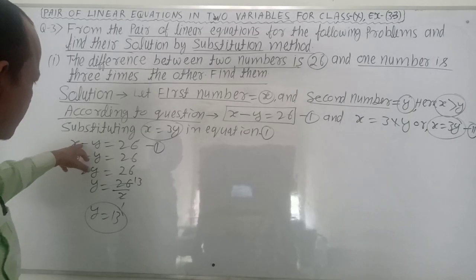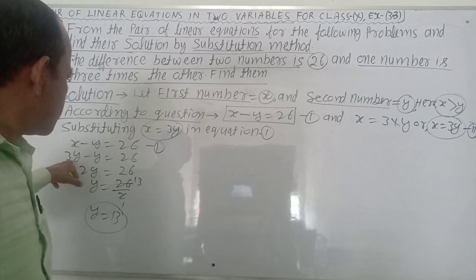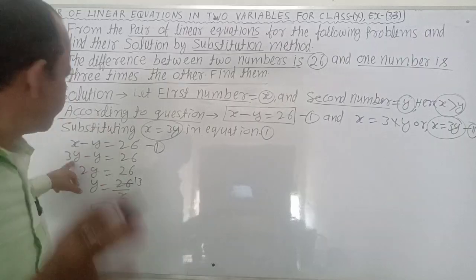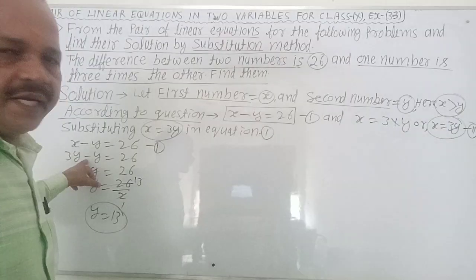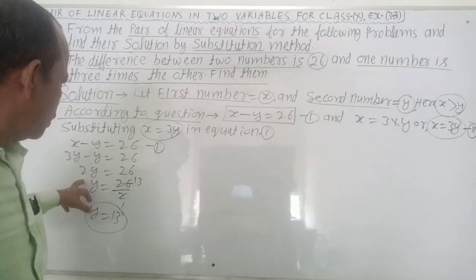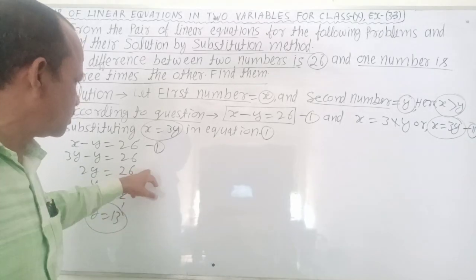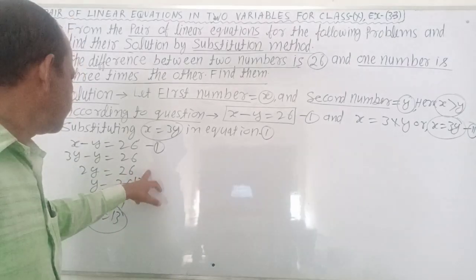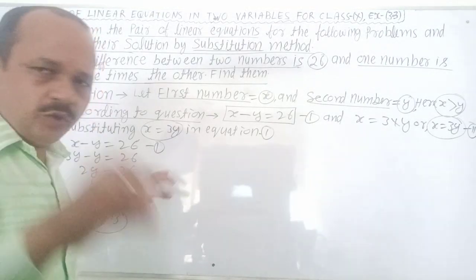Here you put the value of x as 3y. 3y minus y equal to 26. You subtract it, you find 2y. 2y equal to 26, y equal to 26 by 2. 2 13s are 26. You find y equal to 13.